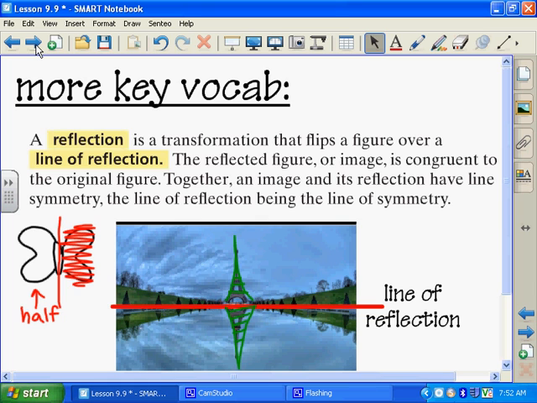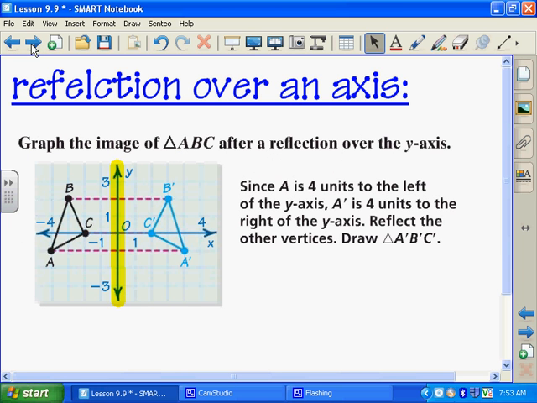Now, what they're going to ask you to do is to take an image and reflect it over a certain line. So one way to do it is a reflection over an axis. So they might say over the y-axis or over the x-axis. Now, here's an example. It says, graph the image of ABC. So I want to graph the image of ABC after a reflection over the y-axis. So that is my key point right there, y-axis.